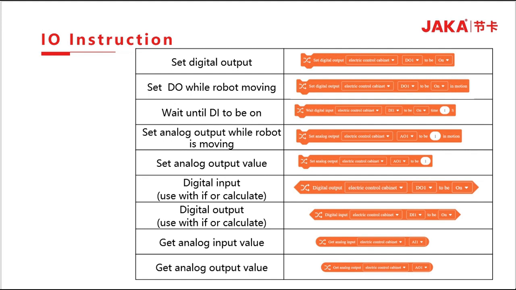Digital input-output inside a calculation. The diamond-shaped instruction is meant to be used with a calculation condition. Can be used, for example, in loops with judgment condition or true-false conditions. Get analog input-output value can be used to send the robot new information while running the program with analog signal. Can be position or specific tool using numerical values.